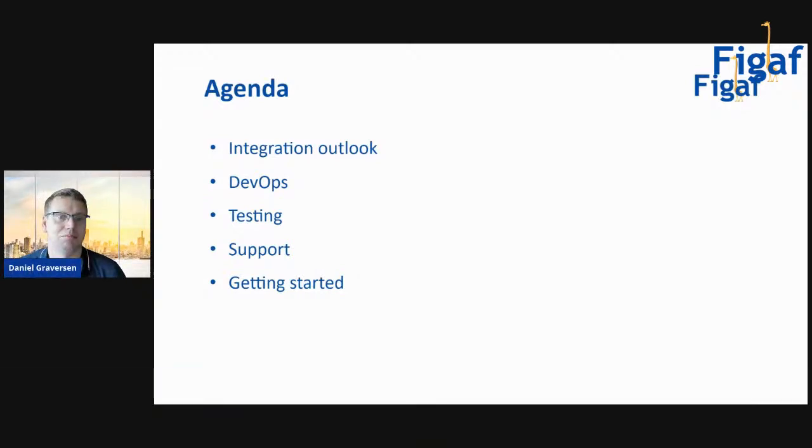The things I wanted to cover today are what I see as the things going on in the integration world, and then we'll cover what the tool can do and how you can actually do some kind of DevOps process. Obviously, it will not be possible to cover everything because of the locked nature of the PI world. We will cover how you can do testing, how you can support the process, and how you can get started with the Figaf tools.